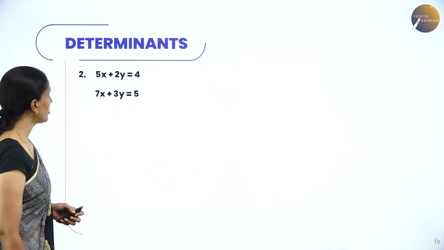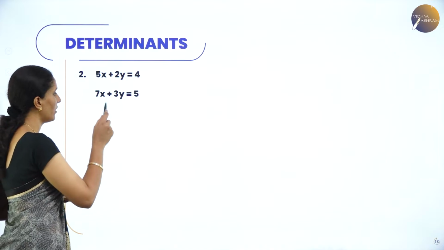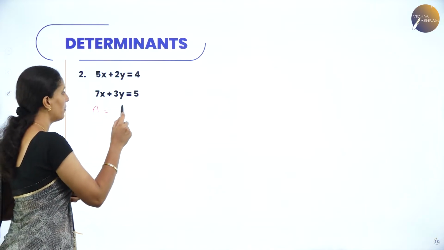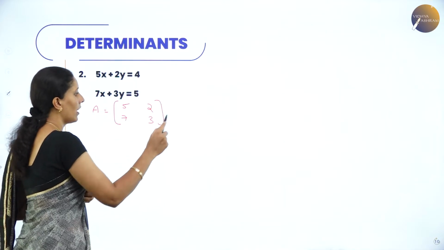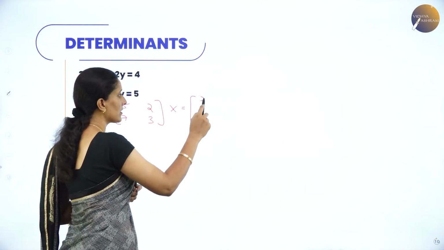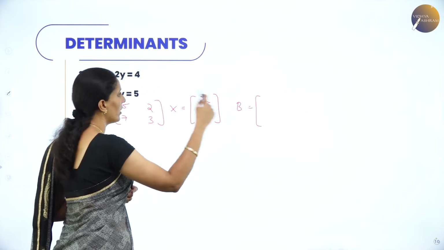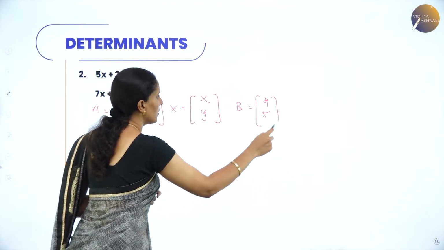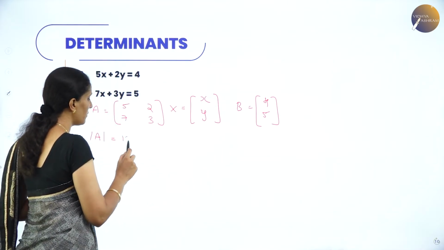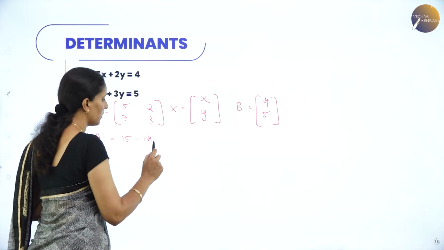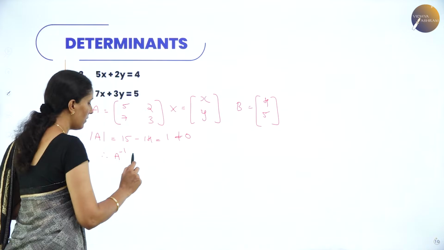Let's take one more question. 5x plus 2y is equal to 4, 7x plus 3y is equal to 5. So matrix A is 5, 2, 7, 3, and X is x and y, and B is here 4 and 5. Let's find determinant A. 5 3s are 15, 7 2s are 14. So 1, not equal to 0. Therefore, A inverse exists.